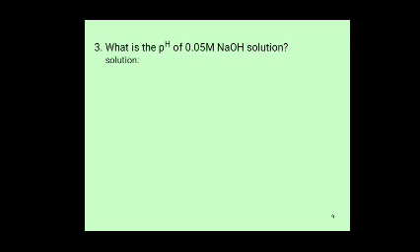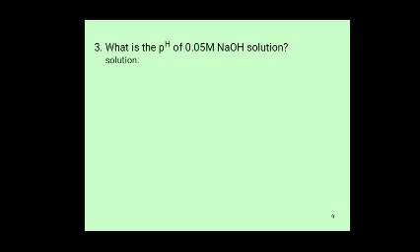Next problem. What is the pH of 0.05 M NaOH solution? In the first and second problems we discussed acid solutions. Now this one is a base solution, NaOH, a base. What is the pH of 0.05 M NaOH solution? NaOH is a base, and it produces OH minus ions in concentration. This OH minus ion concentration is equal to 0.05 M, the given solution concentration in molarity.